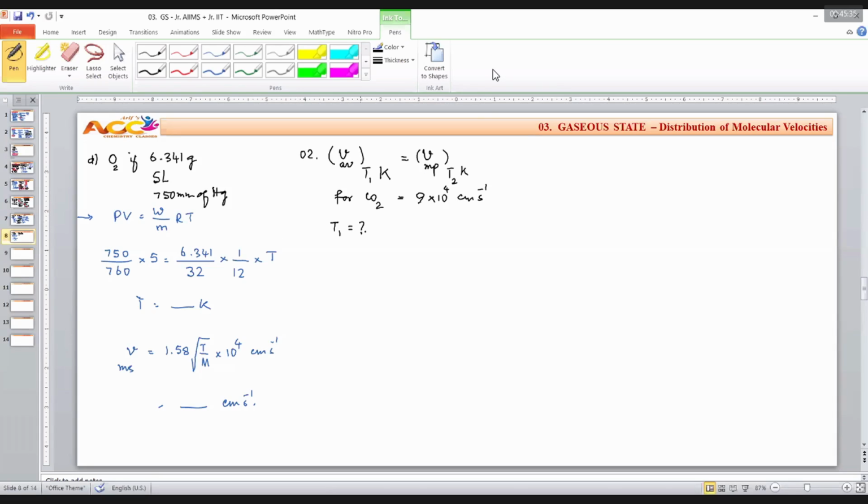There is a question given in IIT 90. T1, T2 is equal to how much? Average velocity of carbon dioxide at T1 kelvins is equal to MP velocity of same carbon dioxide at T2, and both of the values are 9 into 10 power 4. Difference is what? Temperature is different. So he is asking what is T1 and T2.